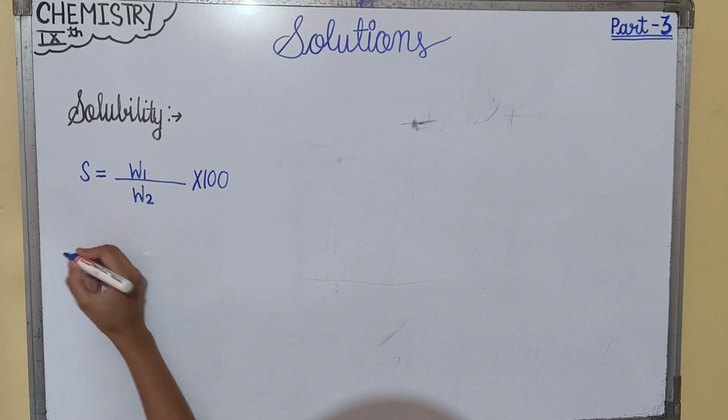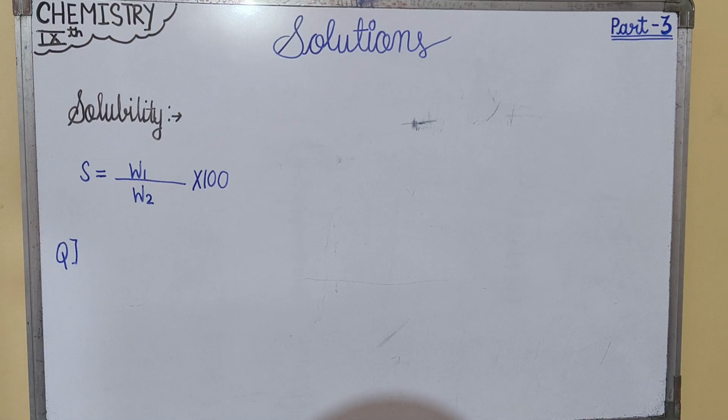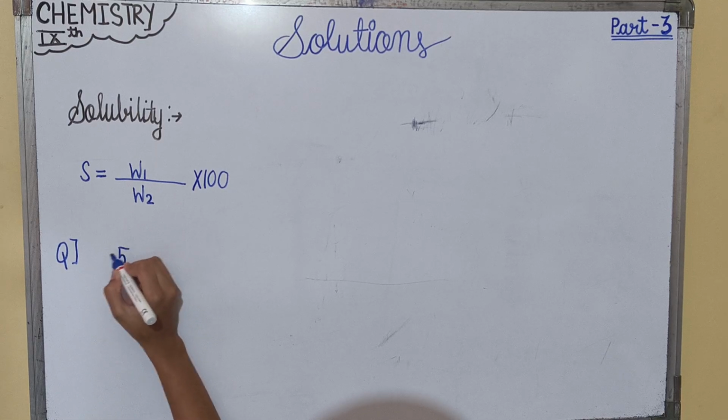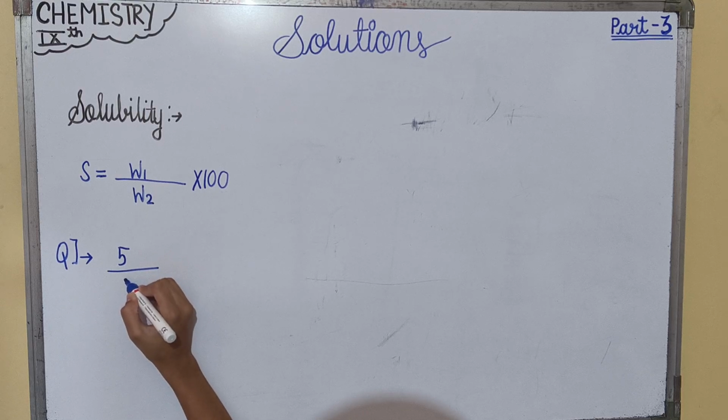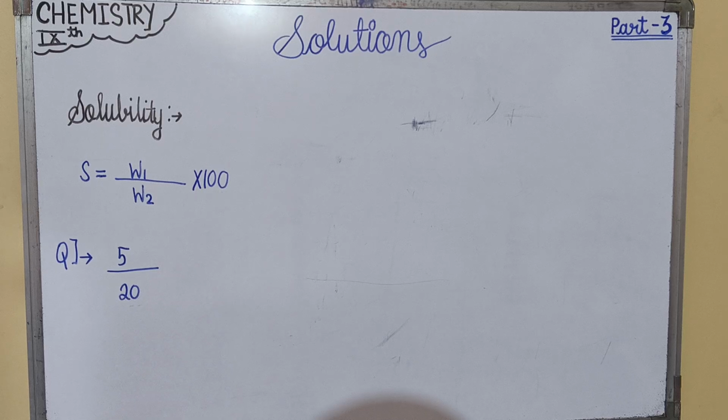So let us solve a question based on this. The question says that 5 gram of a salt dissolved in 20 gram of water to form a saturated solution at 60 degrees Celsius. Calculate the solubility of the salt at this temperature. So, salt is 5 gram and water is 20 gram. The major component is solvent and minor component is solute. So over here 5 gram is the minor component upon solvent, the major component is 20 gram.